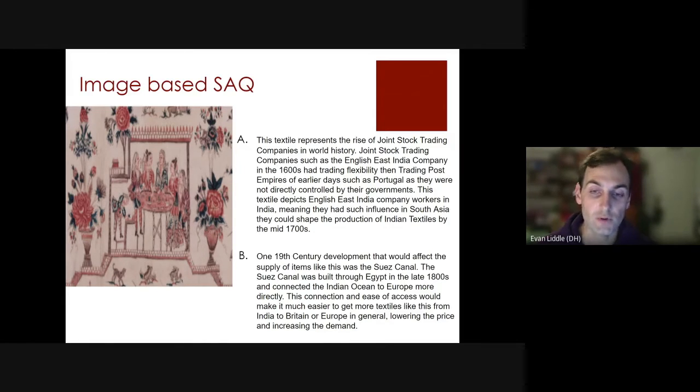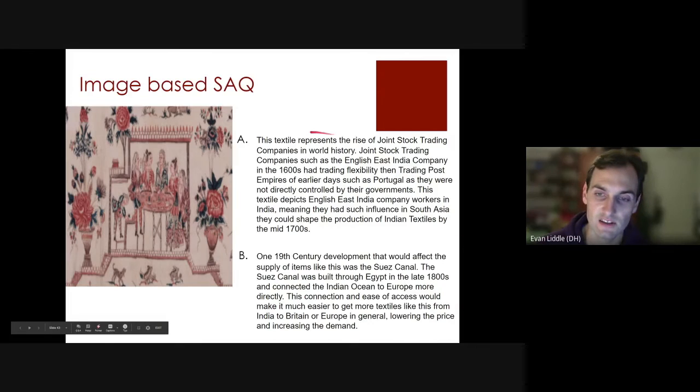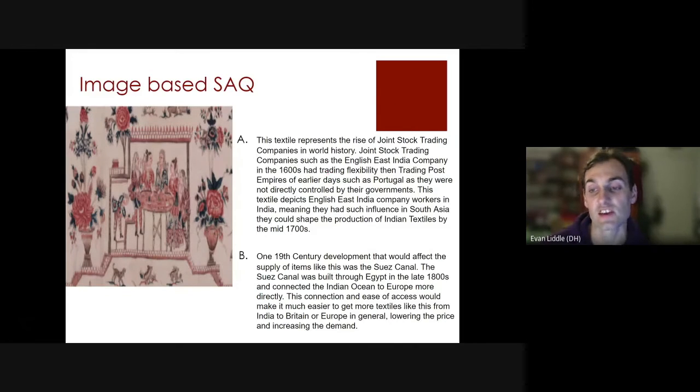So if we look at question A, which asked about new economic forms or new international trade, I decided to go with the East India Company, specifically the joint stock companies, because this was a new thing in world history, right? So I said that this textile represents the rise of joint stock trading companies in world history. Joint stock trading companies such as the English East India Company, founded in the 1600s, have trading flexibility that was greater than trading post empires of the earlier days, such as that of Portugal, as they were not directly controlled by their governments. And that's one of the things that joint stock companies are known for.